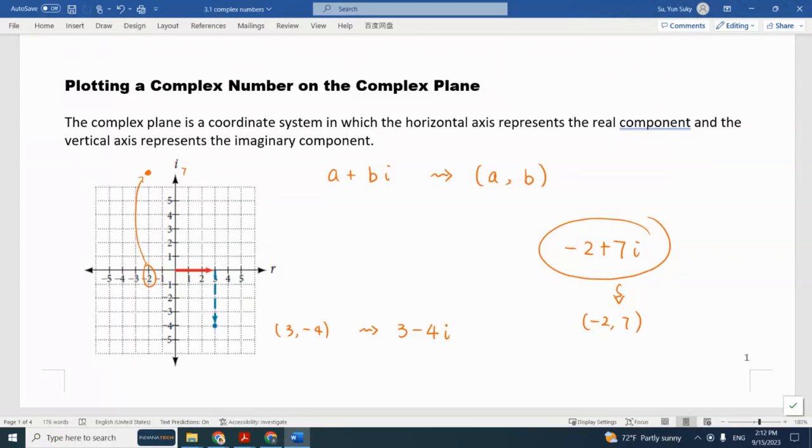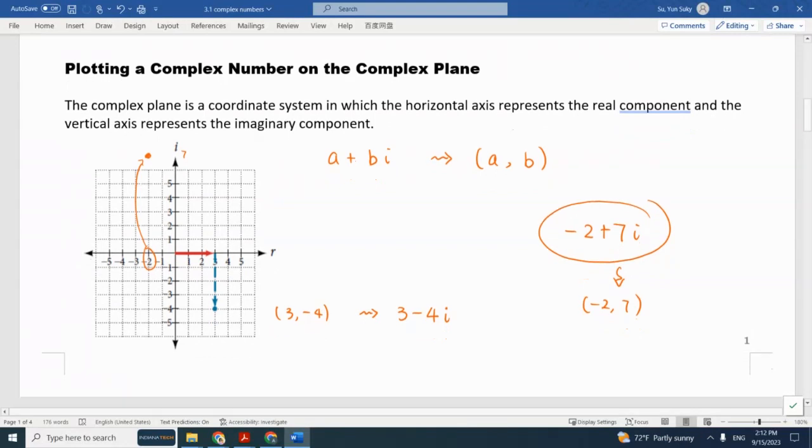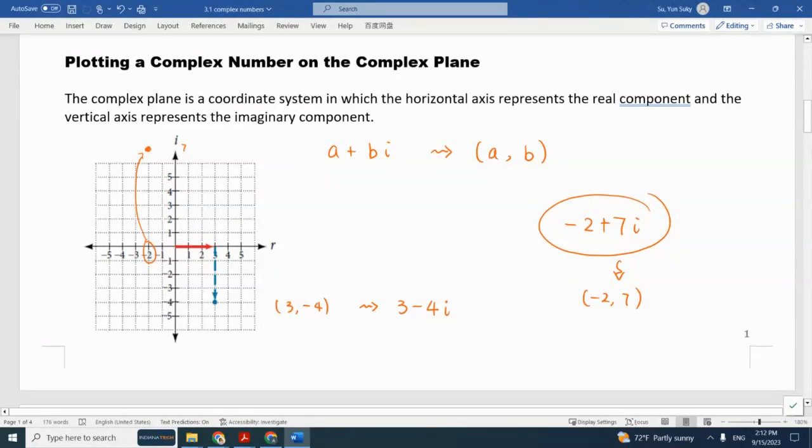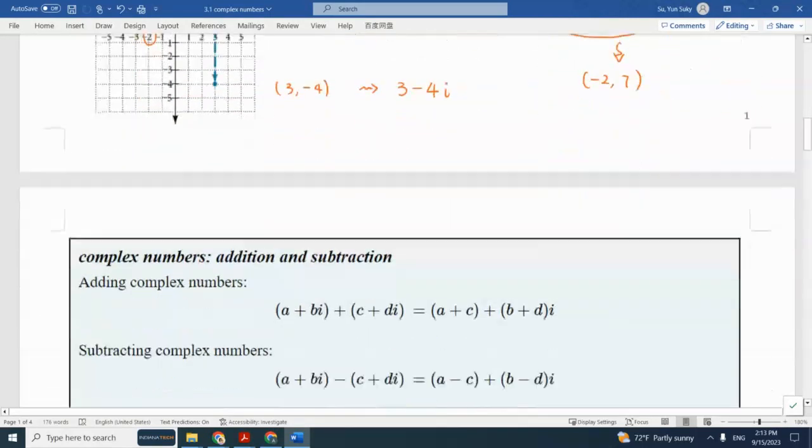So this is the complex plane. Okay? Complex plane. So that's why sometimes people say it looks like R2, because you can find a one-to-one correspondence between a complex number and the ordered pair in R2. Yes. Okay, next.